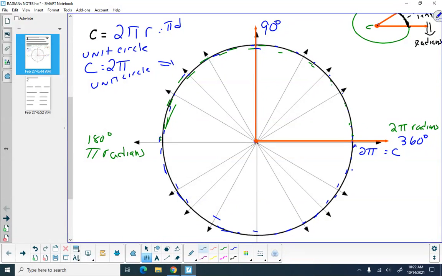Rachel, what would be 90 degrees? What do you think? 0.5, okay, which is half pi, which how we write that is we write that as pi over 2 radians. Pi over 2, half of pi, which is 90 degrees.